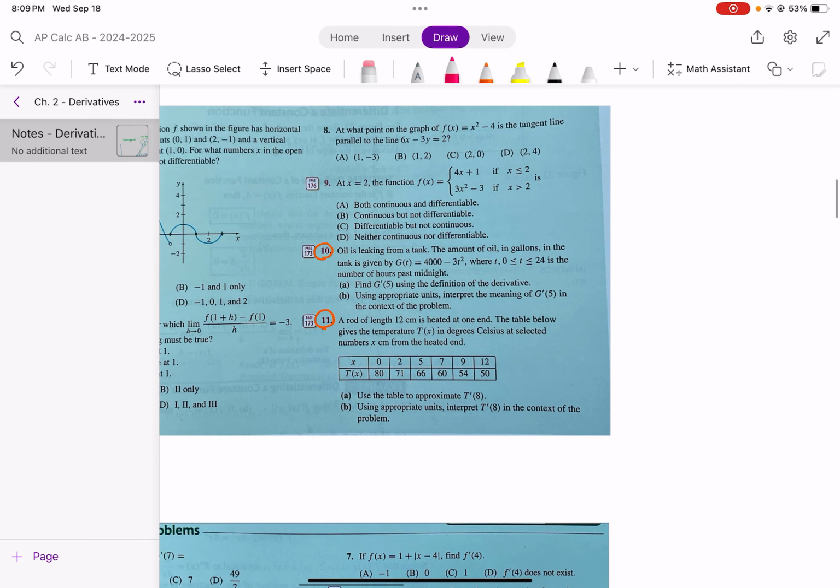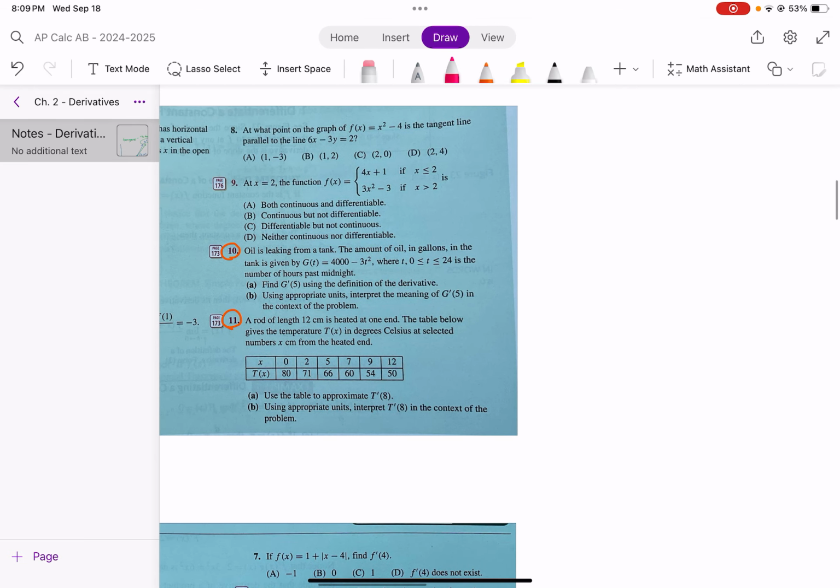Okay, let's try some real world stuff now. So oil is leaking from a tank. The amount of oil in gallons in the tank is given by this function. So you plug in a time, it spits out the number of gallons in the tank. Keep it simple. From 0 to 24, T represents the number of hours past midnight. Okay, so that might be important later.